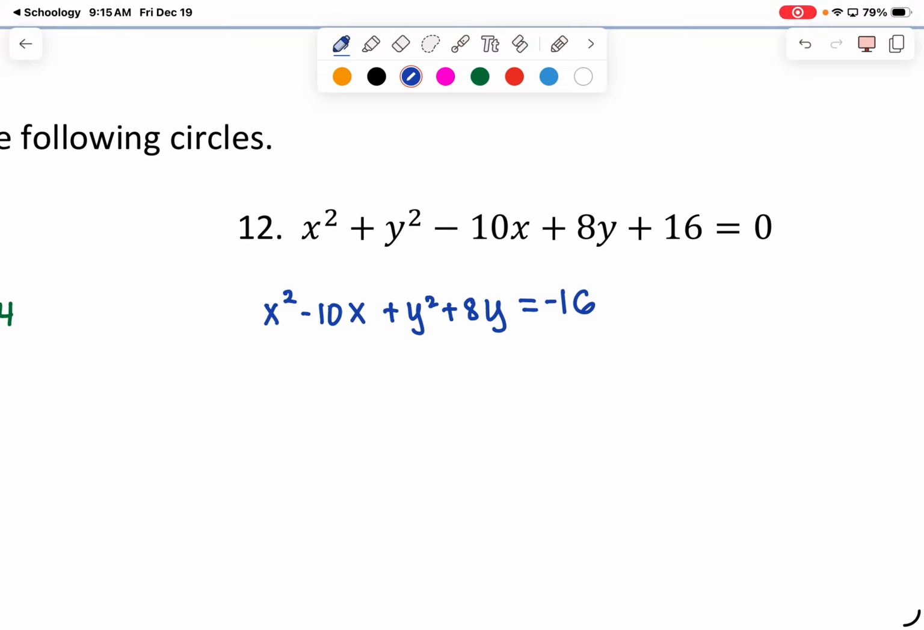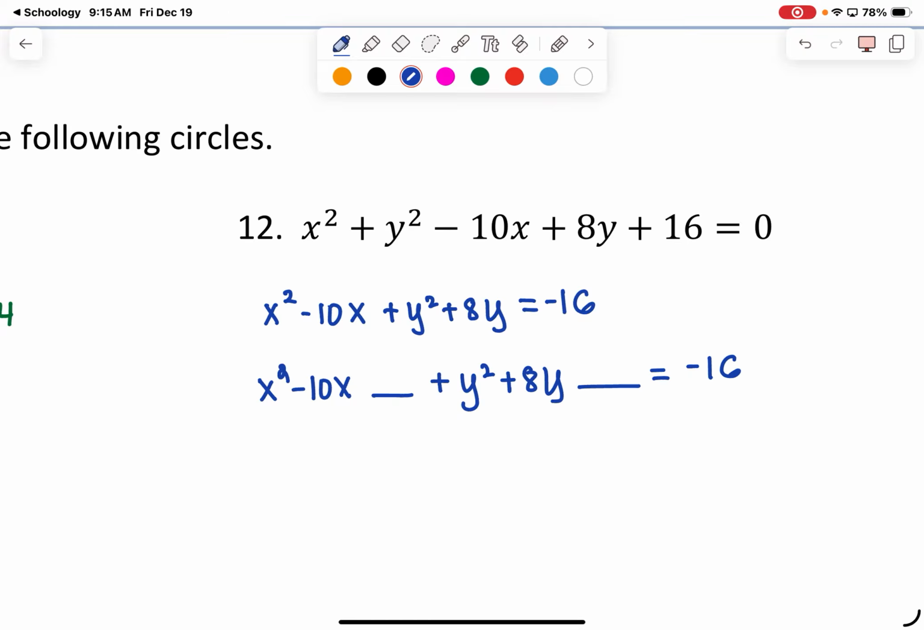If there's a lead coefficient on x squared and y squared, you would have to factor it out now, but we don't have one. So I'm going to complete the square for x. I'll leave a space to complete the square for x. I'll leave a space to complete the square for y. And equals -16.